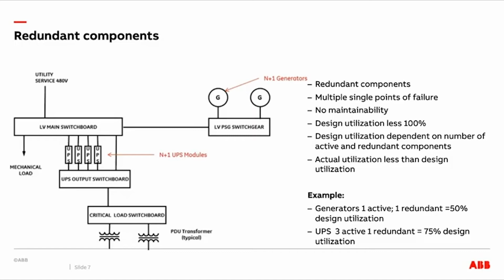Note the utilization of generators and UPS modules. In this example, both are supplied with N+1 redundancy, in other words, one more device than required to feed the load. However, there are 2 generators and 4 UPS modules. The maximum design utilization is 50% for generators and 75% for the UPS modules.